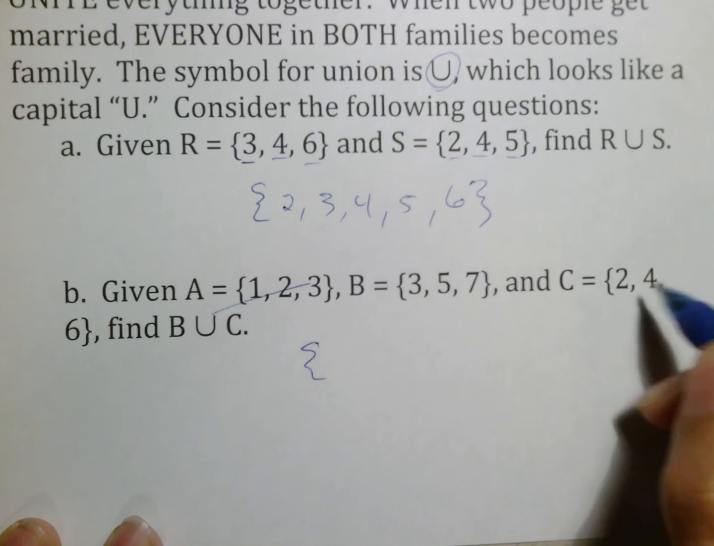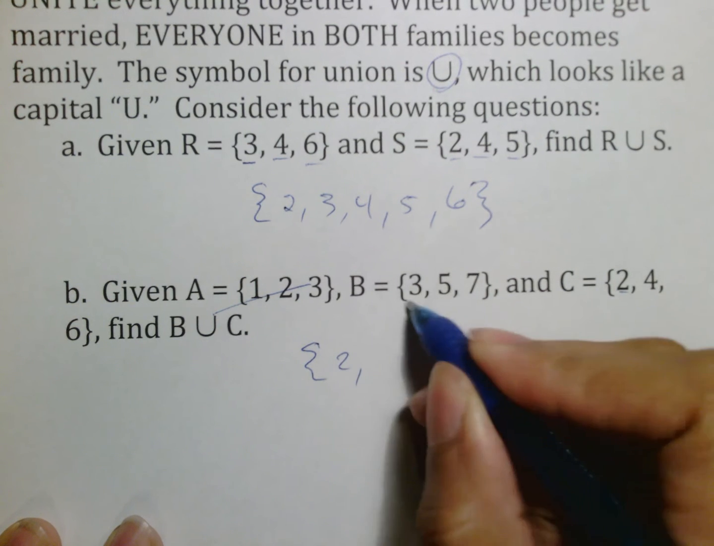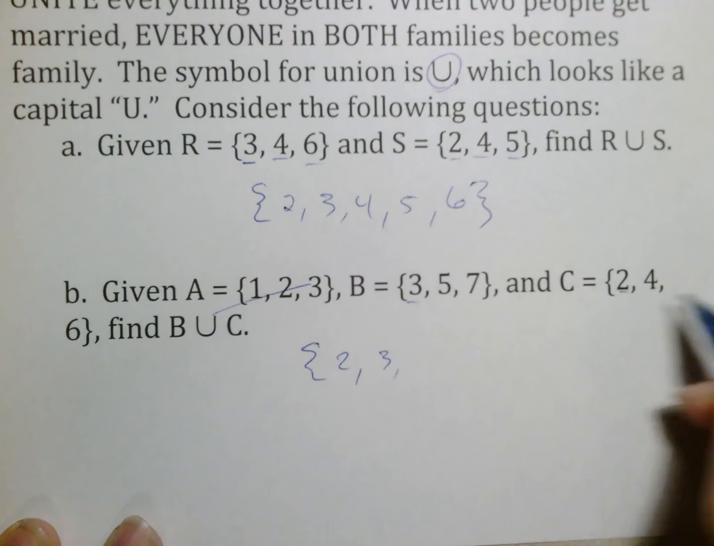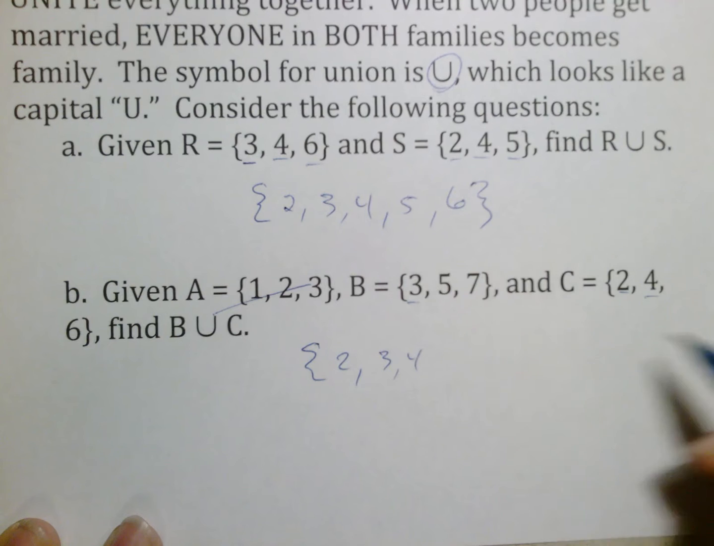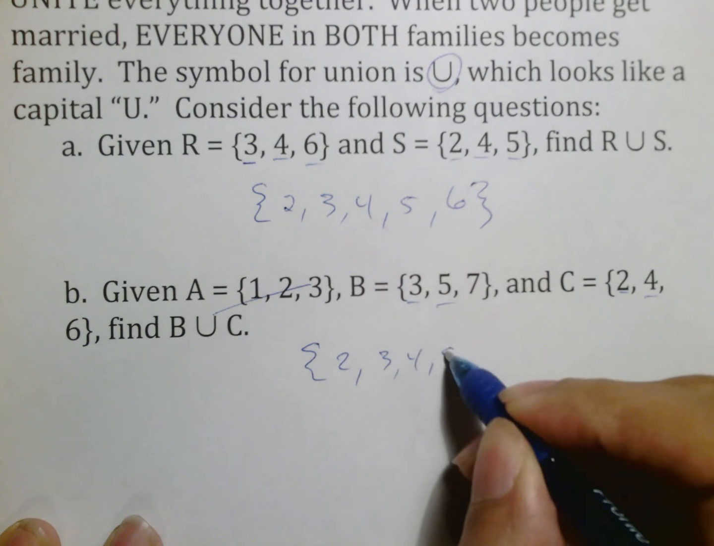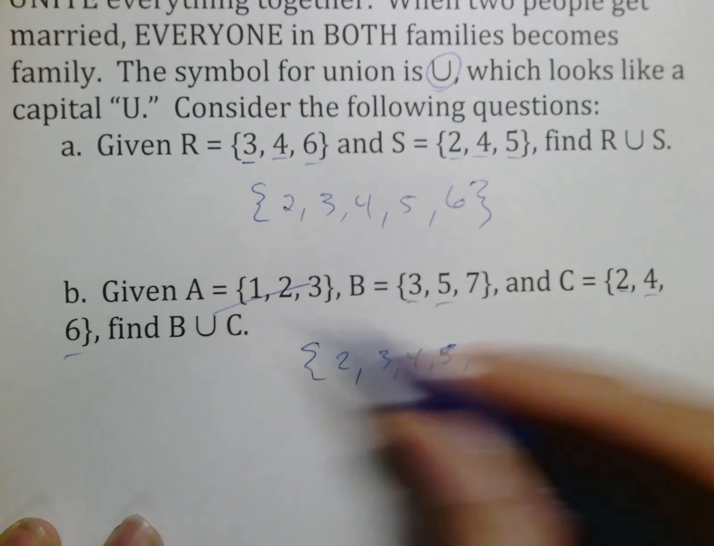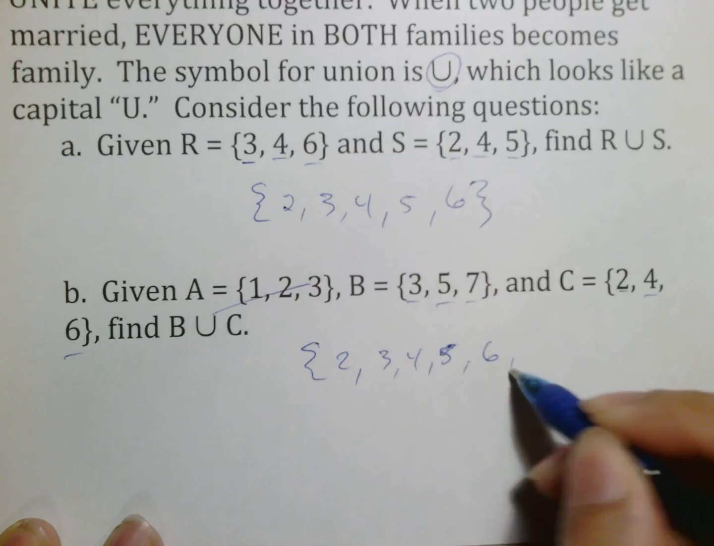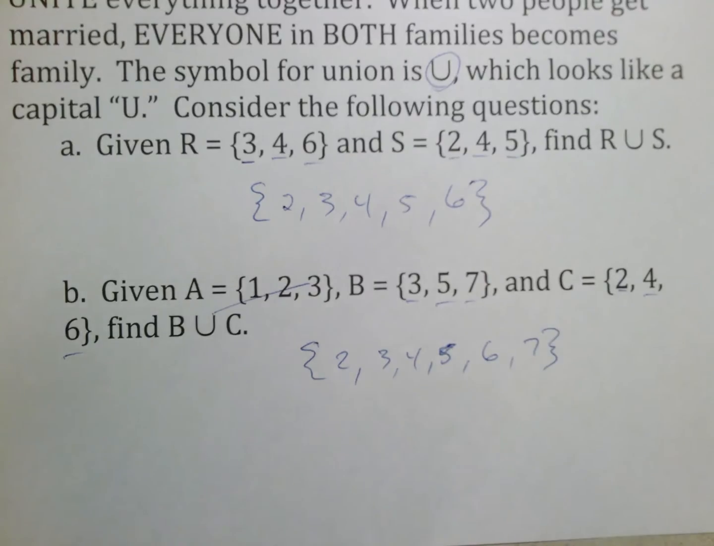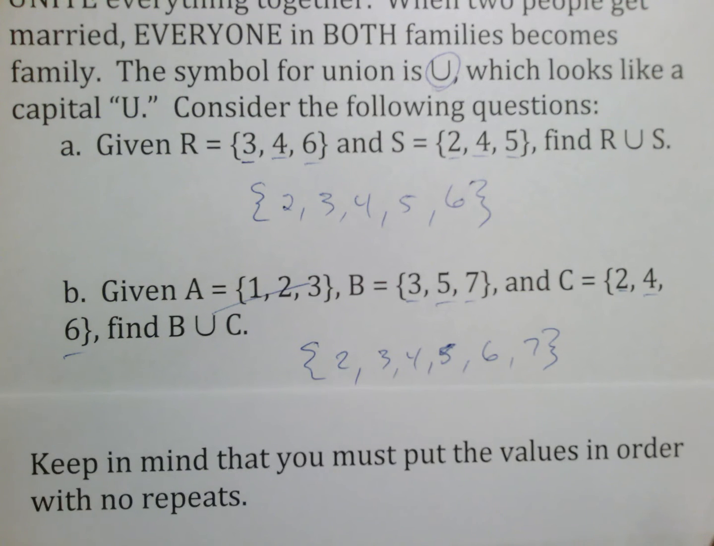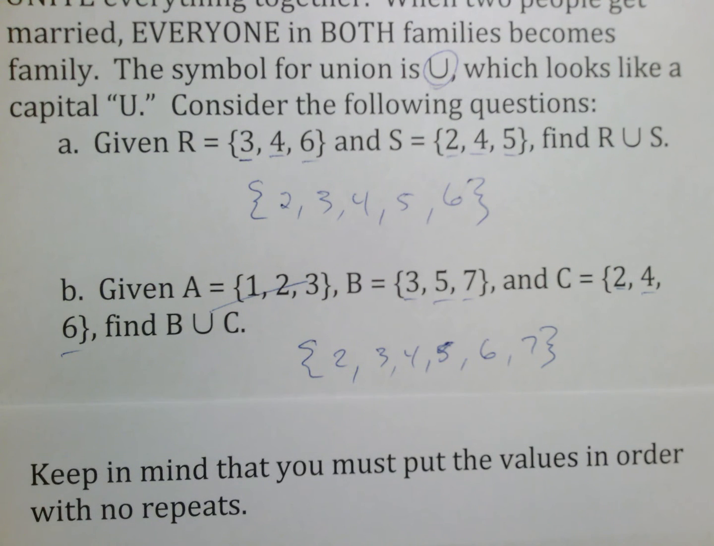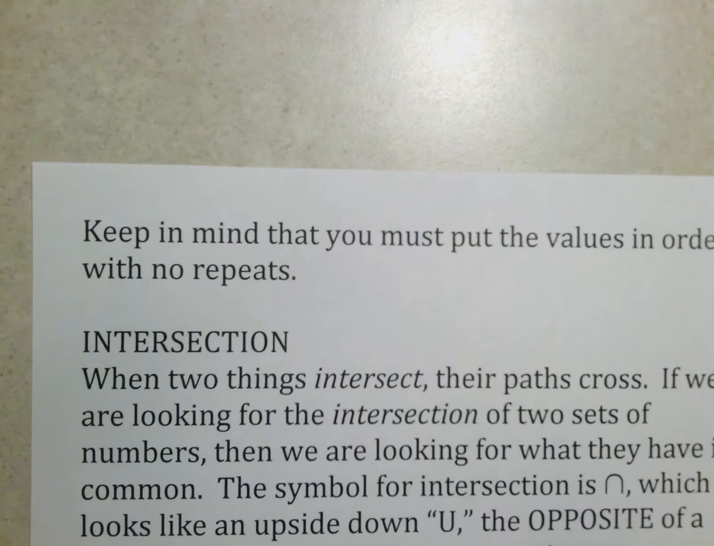The smallest number here is 2, then 3, 4, 5, 6, and 7. And that would be the answer that you're looking for on that. So again, what you have to do is keep in mind you must have the values in order with no repeats in order for that to work.